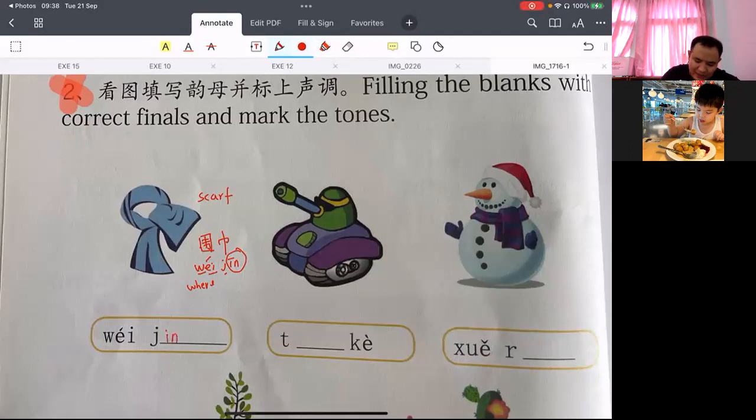Now jin. Now here e pronounce e, right? I pronounce e. En, 围巾. After this is the final.